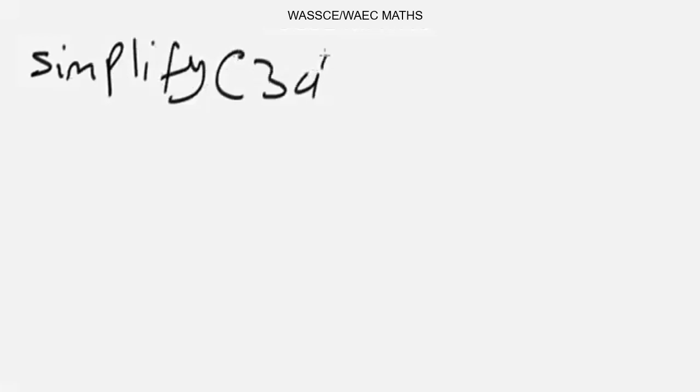Simplify. Okay, we are given this: simplify (3a²c²b⁴c)³. Feel free to pause this video and see if you can attempt it. Okay, let's do it together now.